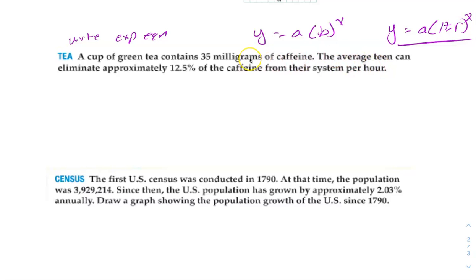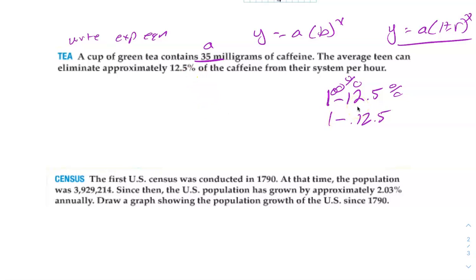So we start with the 35 milligrams normally, so that's our a. Now remember the way we figure out what the b is using this formula: you start out at 100%, and then you add or subtract. If you go up, you add. If you go down, you subtract. The average teen can eliminate approximately 12.5%, so we're subtracting 12.5%. So this is 100% minus 12.5%, so 1 minus 0.125. You start with 100% or 1, and then you subtract off the percentage.